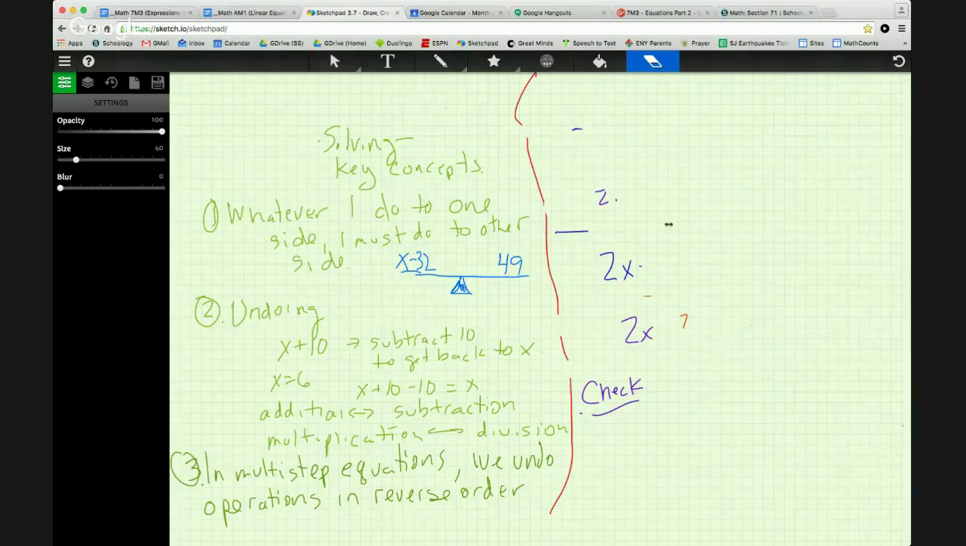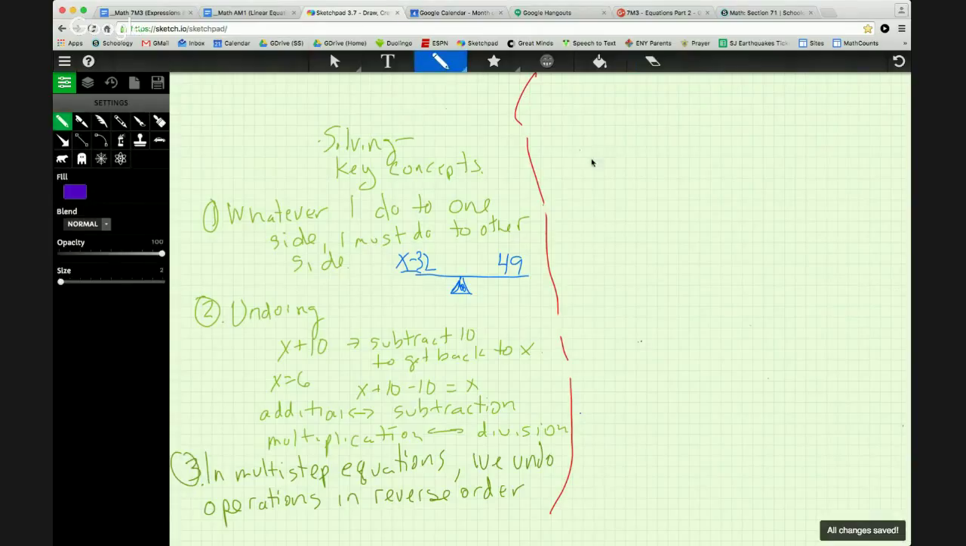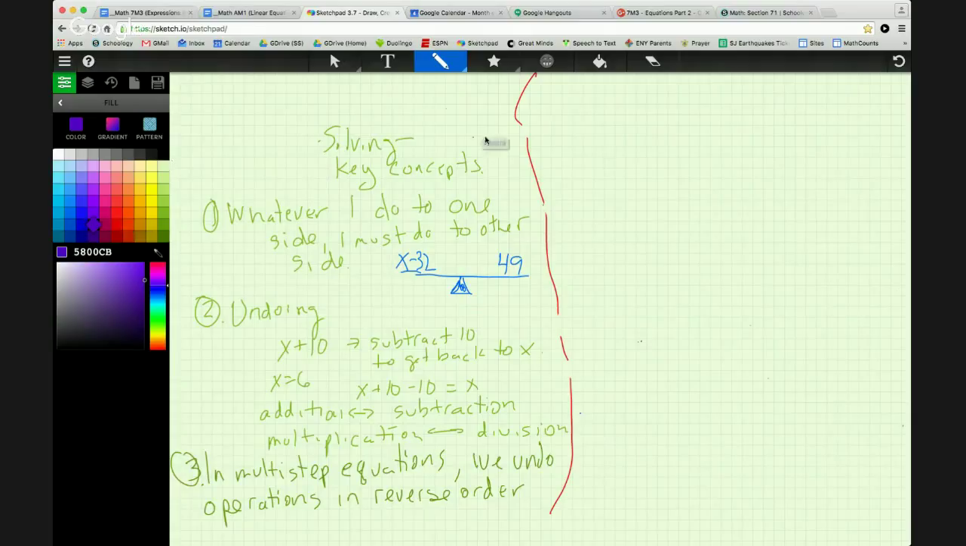Another problem. After I erase this whole thing, there must be a better way to erase just half of it. If someone knows how to use Sketchpad to erase just half, let me know. I can think maybe of one way, but all right. So let's try a different problem. This one's going to be a little different.